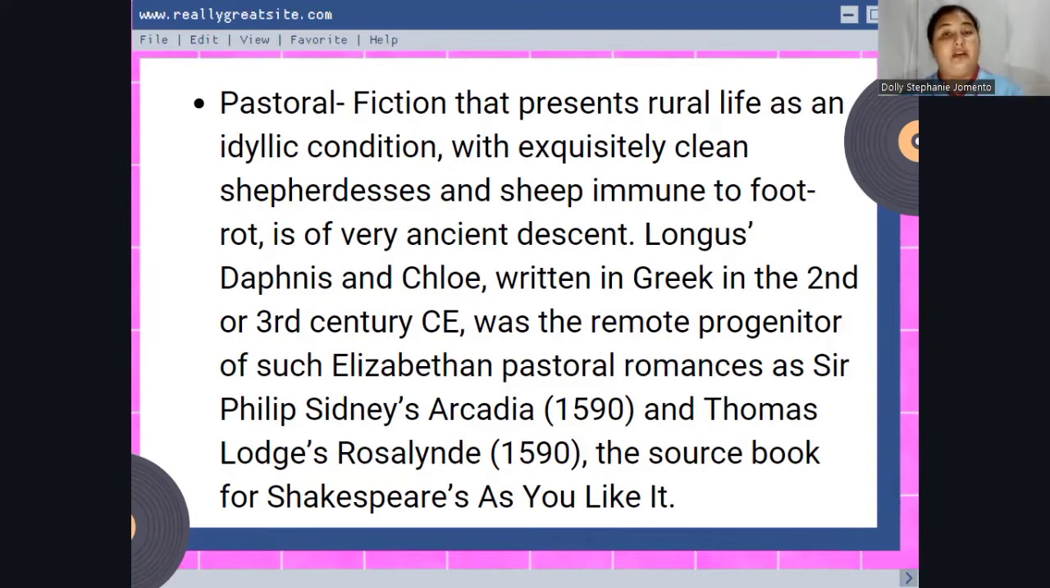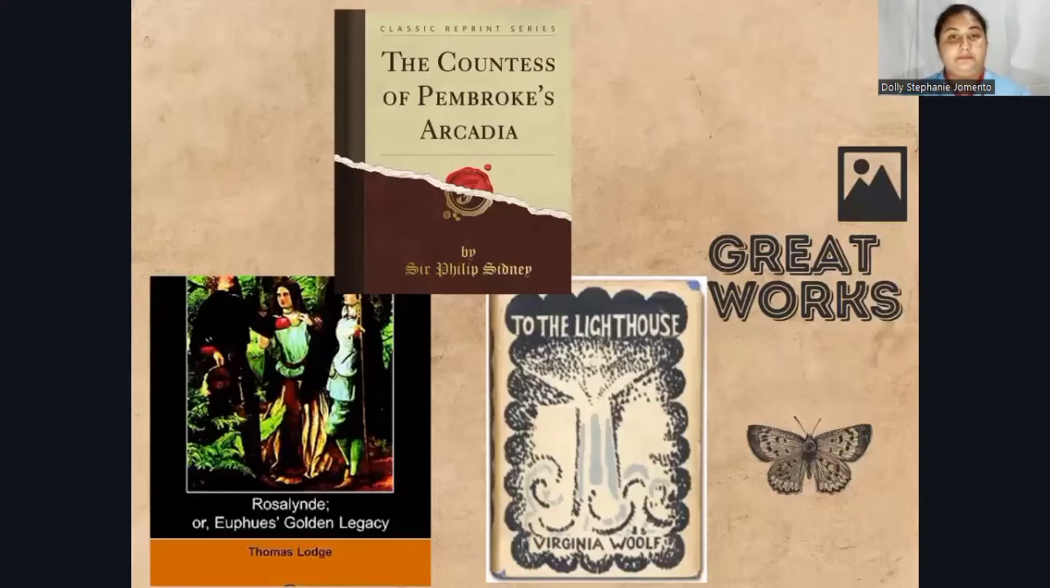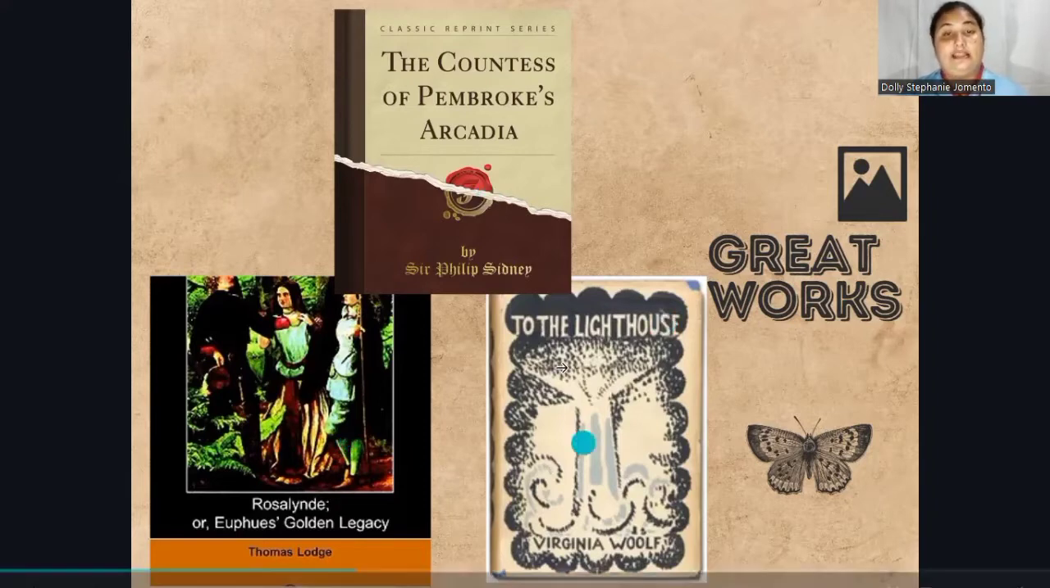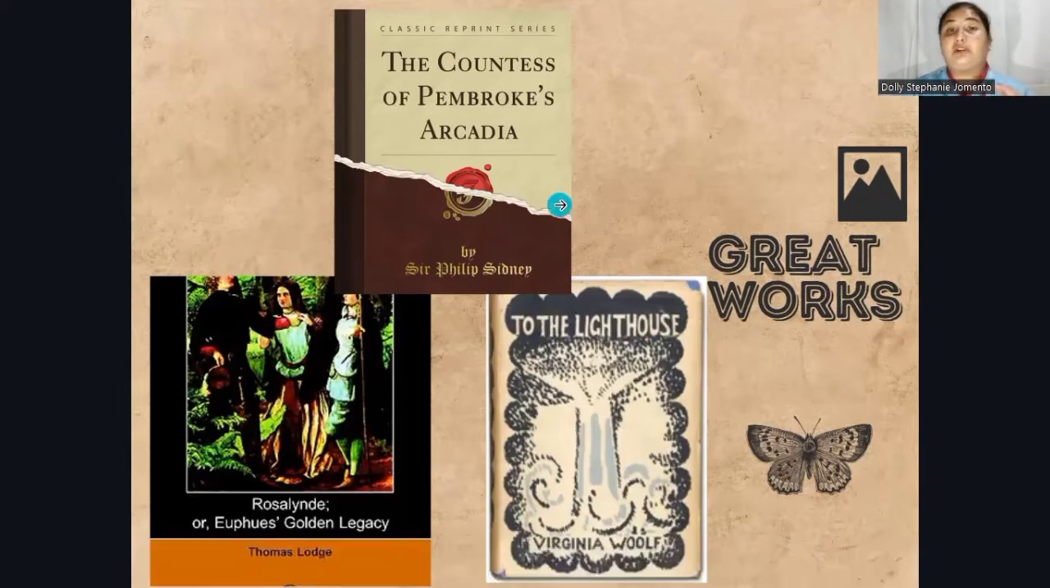So this kind of novel is a class of literature that presents the society of shepherds as free from the complexity and corruption of city life. So its themes may include, notably, love and death. So our examples of this are Rosalind by Thomas Lodge, Arcadia, and To the Lighthouse. So Sir Philip Sidney was an English courtier and poet.